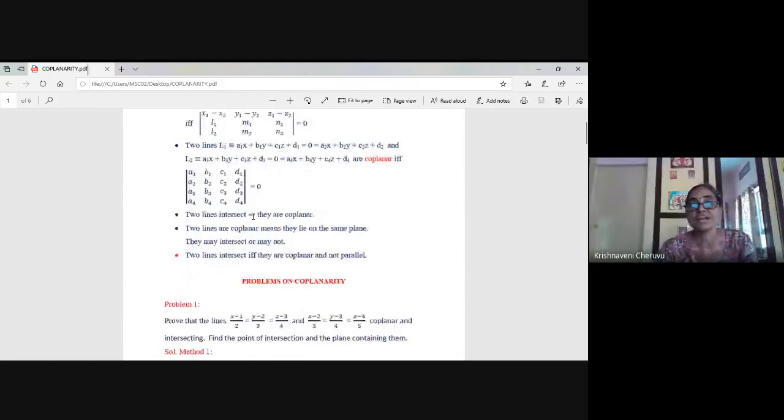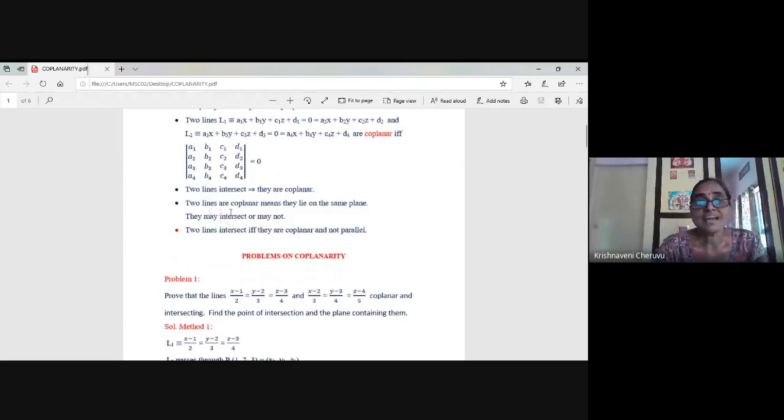Now, this is important. When two lines are intersecting, you can say that they are on the same plane, meaning coplanar. They must be coplanar. Let us look at it the other way. Suppose two lines are coplanar, meaning they are lying on the same plane. When they are in the same plane, it doesn't mean that they intersect. They may intersect, or may not intersect. But if they intersect, they must be on the same plane.